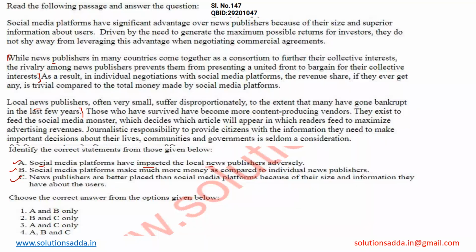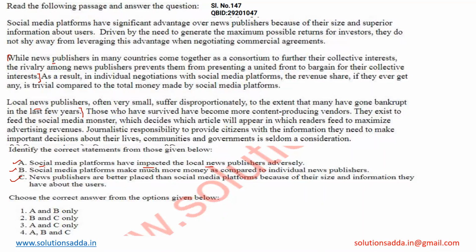On observing the sentences given in this paragraph, you may see that social media platforms have impacted the local publisher either positively or negatively. They are not talking about the negative impact on news publishers, but anyhow they impact the local news publisher. How many of you go and buy a local newspaper nowadays?